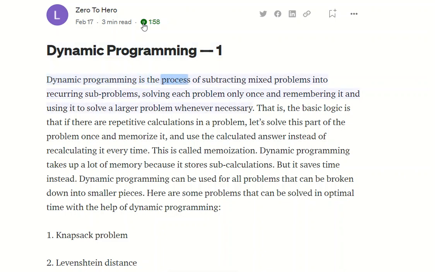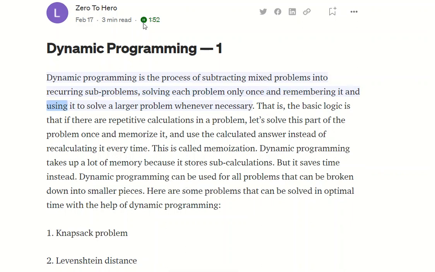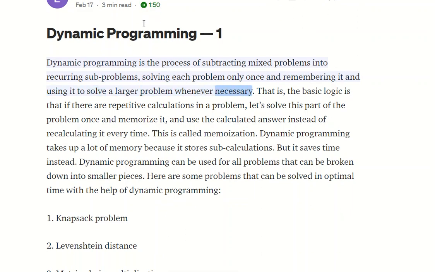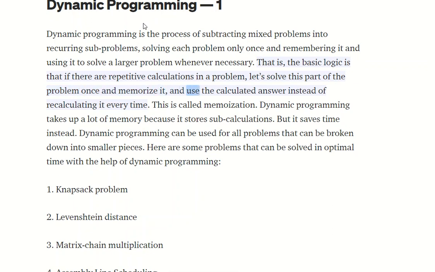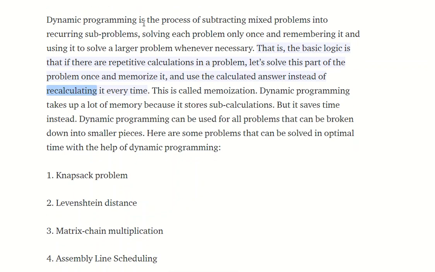Dynamic programming is the process of breaking complex problems into recurring subproblems, solving each problem only once and remembering it, and using it to solve a larger problem whenever necessary. That is, the basic logic is that if there are repetitive calculations in a problem, let's solve this part of the problem once and memorize it, and use the calculated answer instead of recalculating it every time.